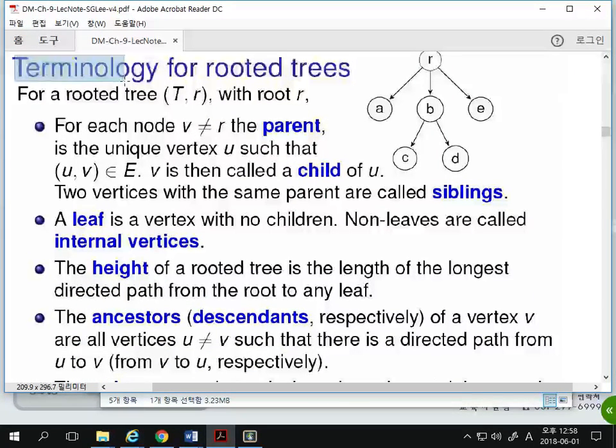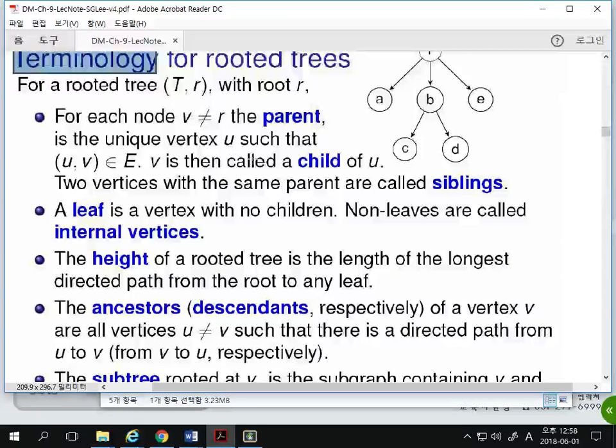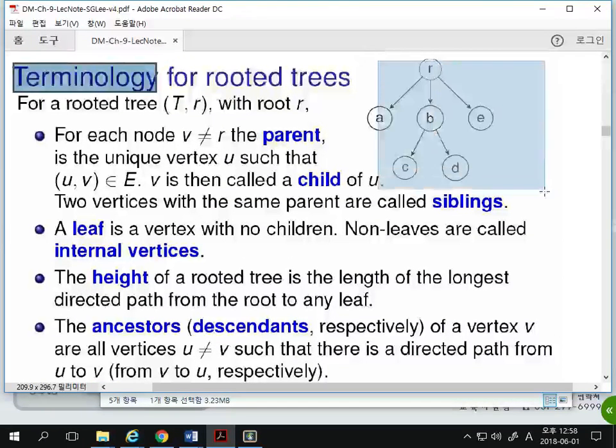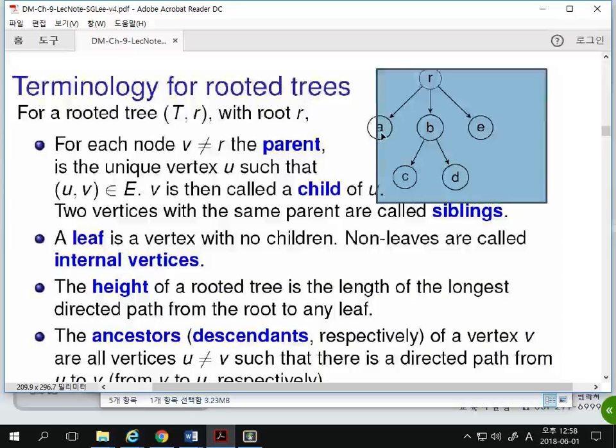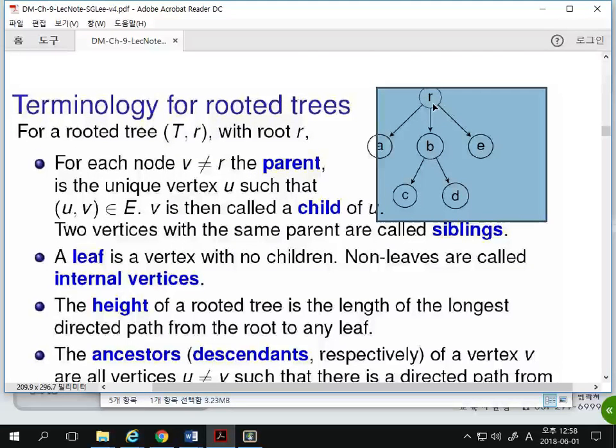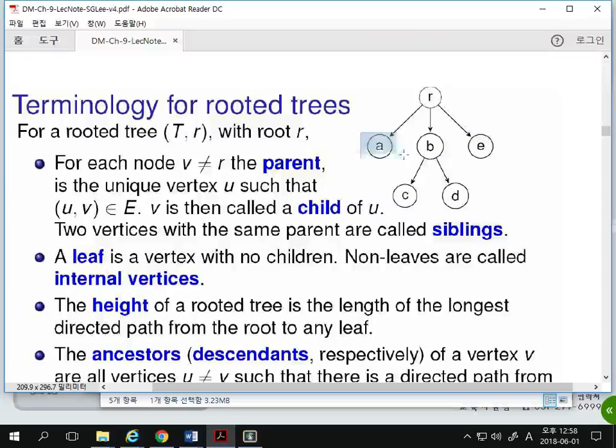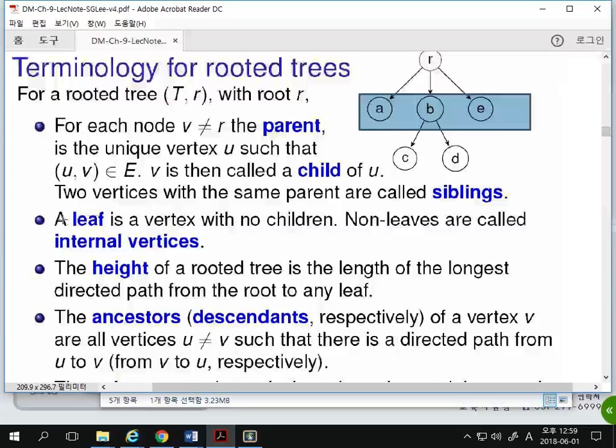I left the summary of the terminology for the rooted tree on this page. Suppose we have a tree like this, then we call this a parent and this a child, and at the level of a child, we call them siblings, like 형제. Two vertices with the same parent are called siblings. Okay. And a leaf is a vertex with no children.